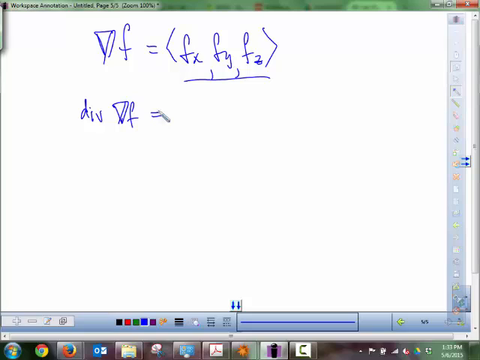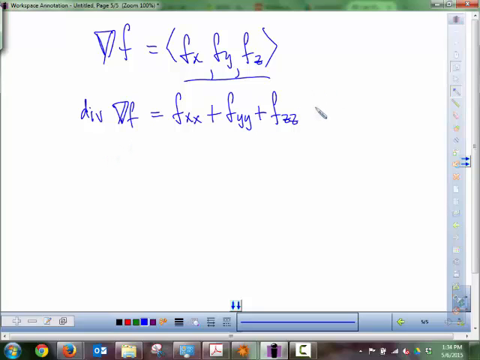If I take the div of this, I'm going to take the derivative of the first function with respect to x, right? This is a scalar. The div is a scalar. So I'll take the derivative of the first function with respect to x, and then plus the derivative of the second function with respect to y, and then the derivative of the third function with respect to z. So that's the div of a gradient.